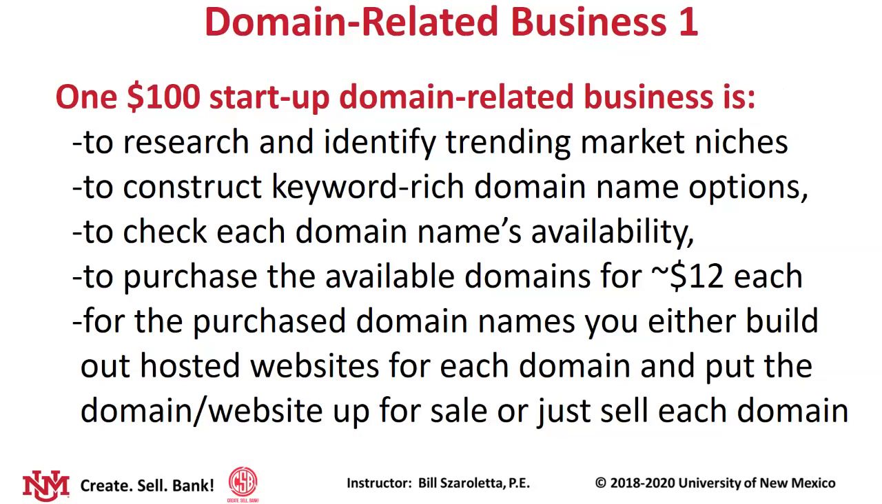So, as we talked about, you research and identify trending market niches. We've gone over more than a dozen possible ones, but you're gonna do your own, and you construct a keyword-rich domain name. You check the availability. Now, you could purchase the domains for about $12 each. But you want to purchase them through the Magic platform so that you can build up an e-commerce store, and then you can flip the whole store.